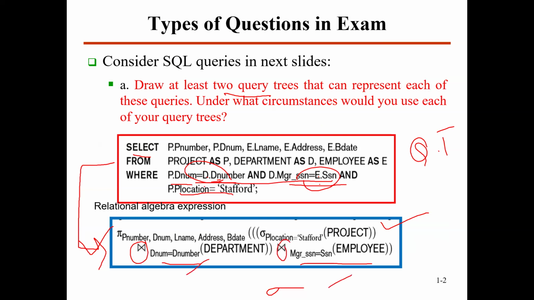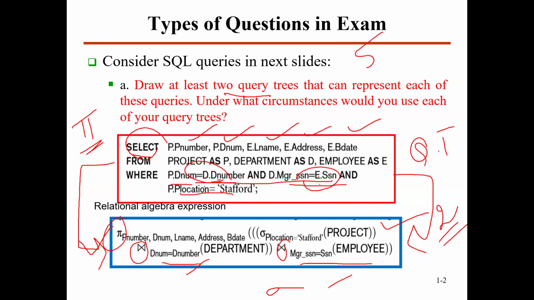So done. And what do we want to select? We want to select the P number, department number, last name from the employee, address, and B date. The select is nothing but selecting the columns, which is represented in relational algebra by using a pi. So we translated SQL into relational algebra. Half of your question is solved. If this question is asked, for example, for 5 marks, then you get 2 marks for translating the SQL into the relational algebra. Did you get my point?